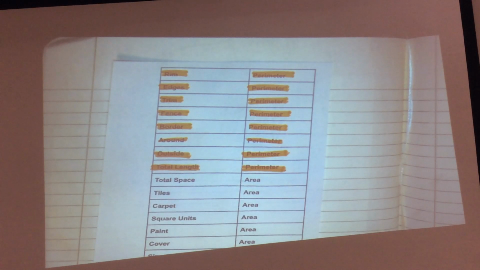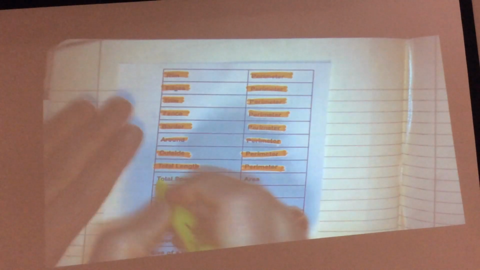Total space. So think about it. If I am looking at the carpet, am I finding the total length the carpet covers or the total space it covers? Total space. A length is just one side, other side, other side. Total space is the complete area it covers. So if I am finding the total space, I'm finding the area.